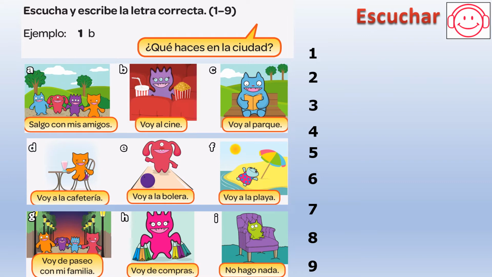5. ¿Qué haces en la ciudad? Salgo con mis amigos. 6. ¿Qué haces en la ciudad? Voy de compras. 7. ¿Qué haces en la ciudad? Yo voy a la bolera. Me encanta. 8. ¿Qué haces en la ciudad? A ver, voy al parque. 9. ¿Y tú? No hago nada.